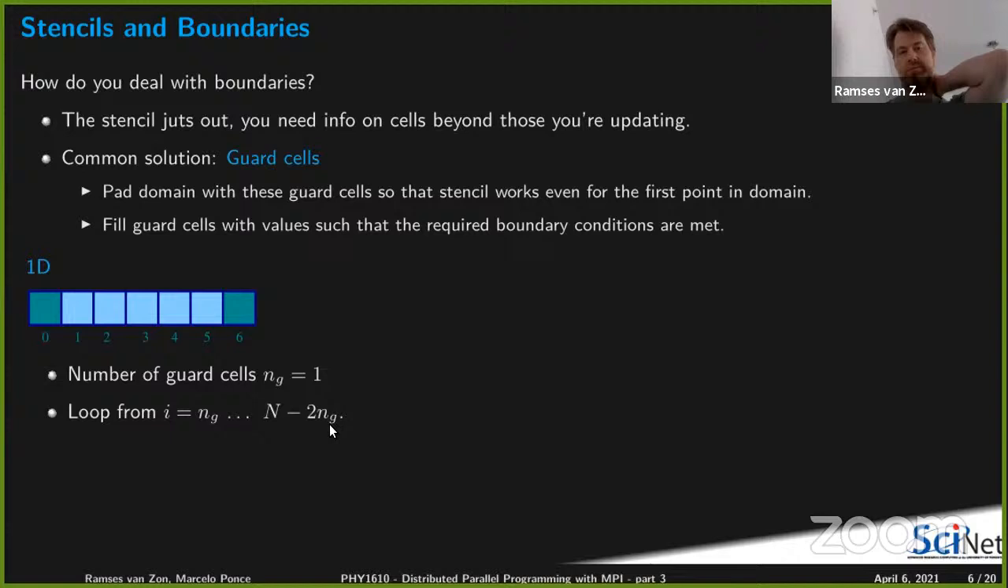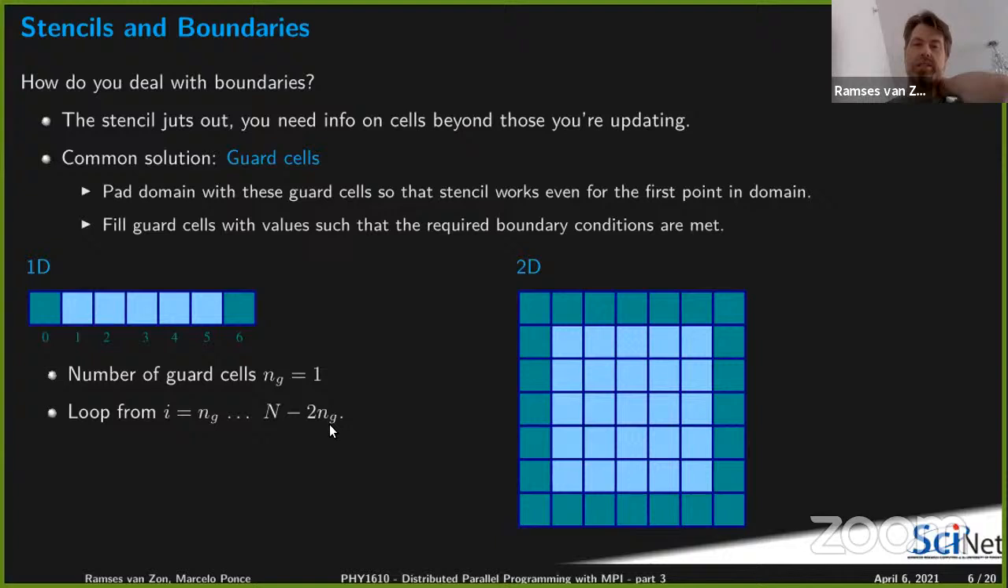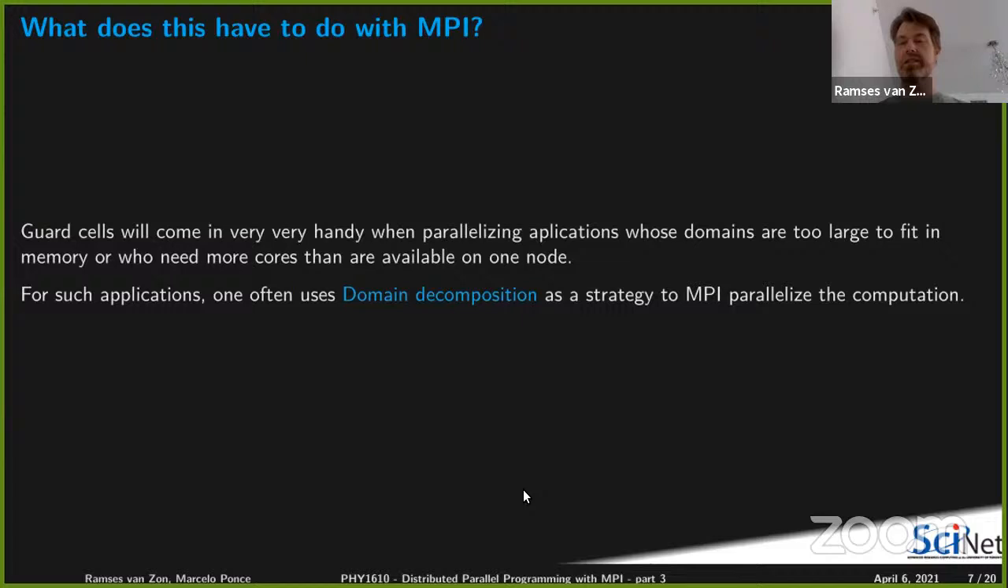In 2D, this generalizes again. So now we have ghost cells all around, a whole surface of them. In 3D, again, you can imagine what would happen. So this is a nice way to solve the boundary condition problem, but what does this have to do with parallelizing with MPI? Well, it turns out that using guard cells is very, very handy when parallelizing applications with domains that are too large.